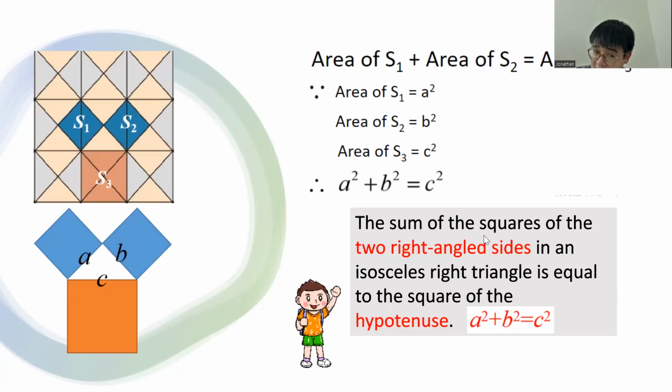Why do I say hypotenuse? Because in between the three squares inside is a triangle already, and the triangle is of 90 degrees. So opposite the 90 degree, this is called the hypotenuse. So the square of the hypotenuse is basically this part. In other words, the conclusion is A square plus B square equals C square.